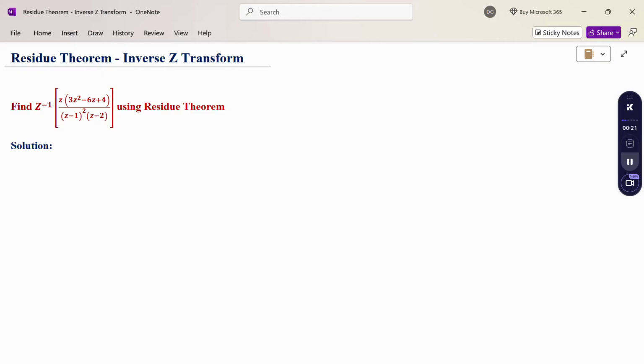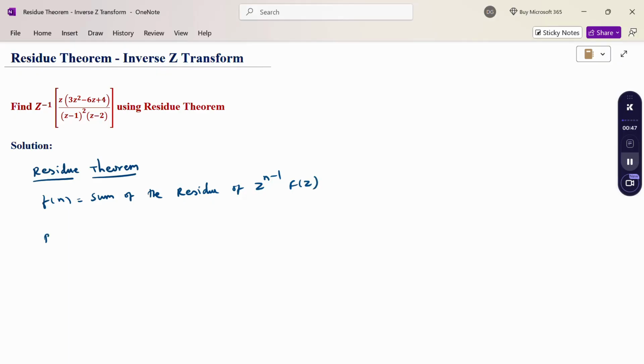Before that, the residue theorem: f(n) is equal to the sum of the residues of z^(n−1) f(z).